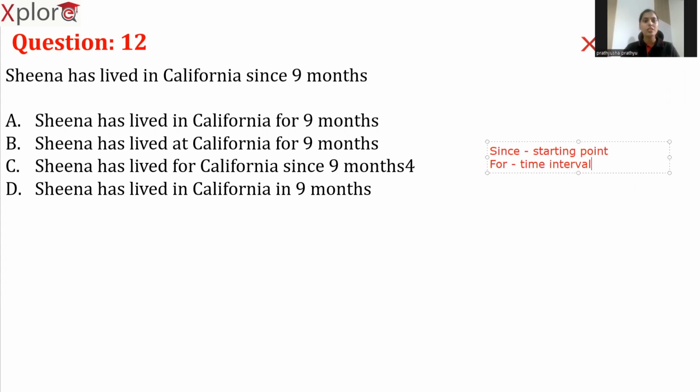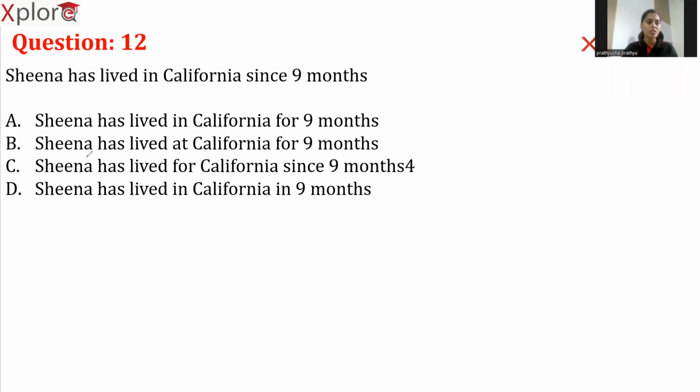So "she has lived in California for 9 months" is the right way to say. Why? Because "for" refers to how long she has lived in California, only for a 9-month period. So here you are talking about a time period, right? So that is the reason "for" is the actual preposition that you need to use here.